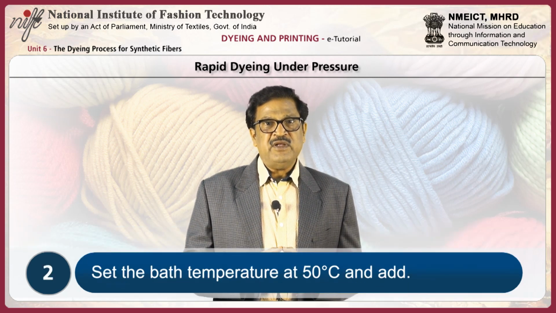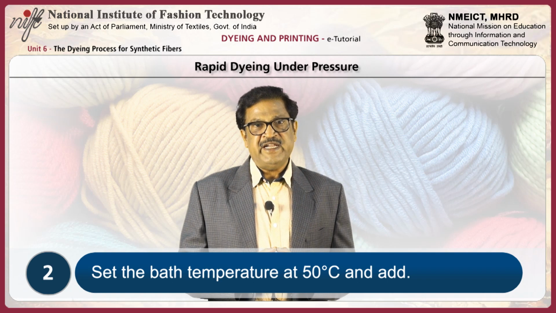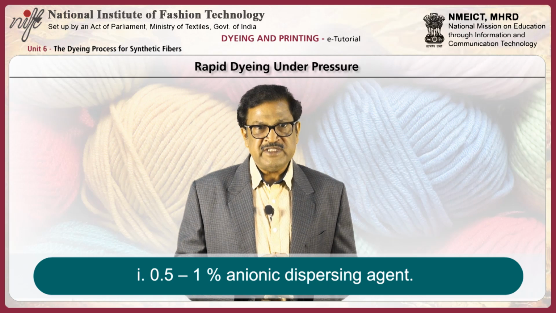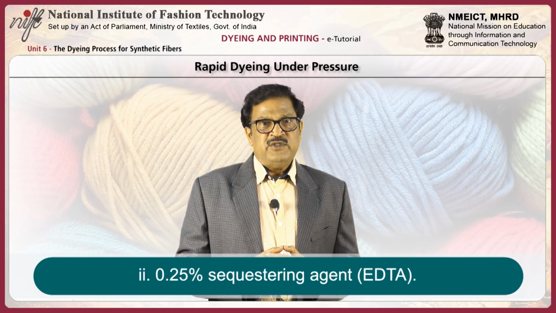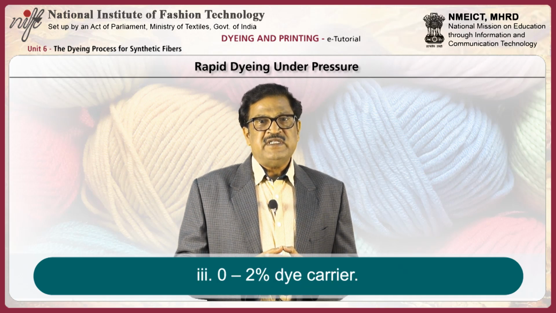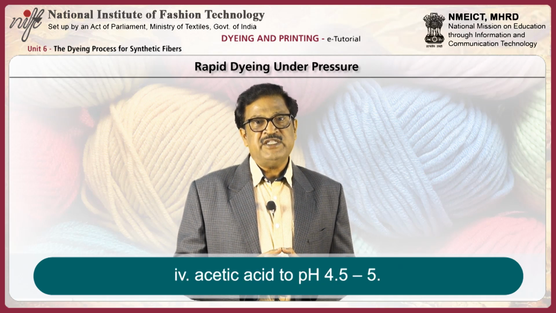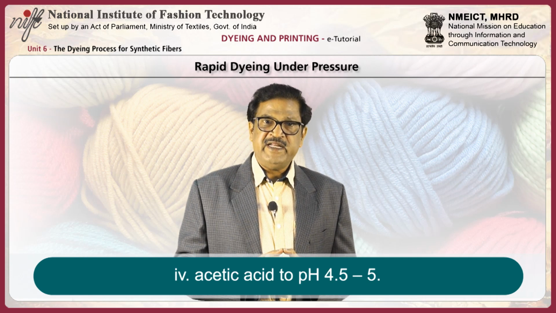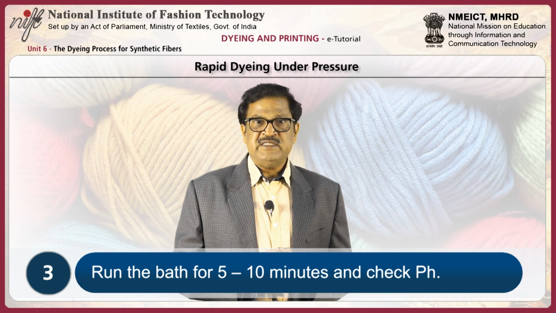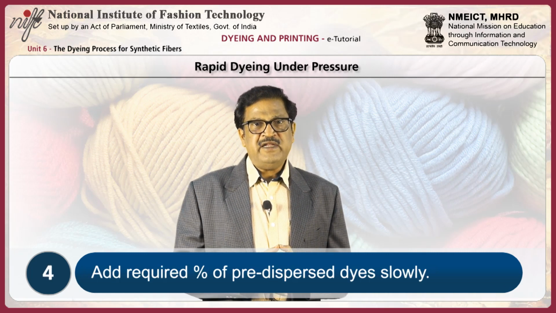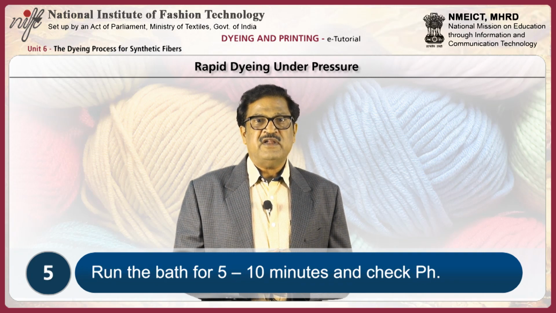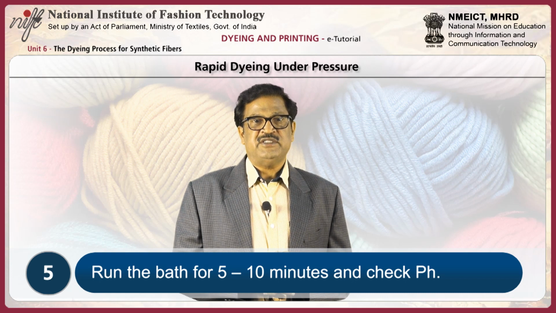Second, set the bath temperature at 50 degrees centigrade and add 0.5 to 1% anionic dispersing agent, 0.25% sequestering agent, 0 to 2% dye carrier, and acetic acid so the pH is maintained between 4.5 and 5. Run the bath for 5 to 10 minutes and check the pH. Add the required percent of pre-dispersed dyes slowly. Run the bath for 5 to 10 minutes and check the pH.